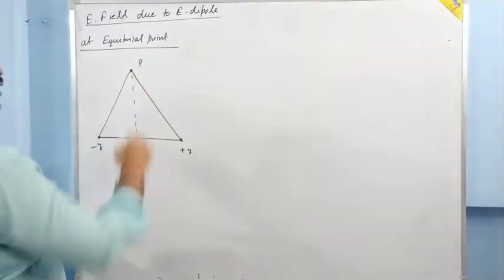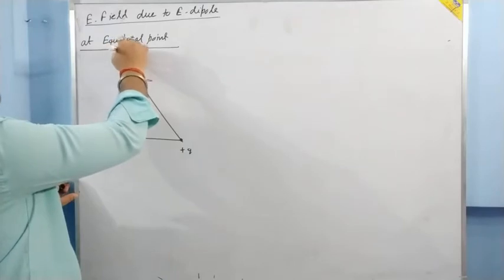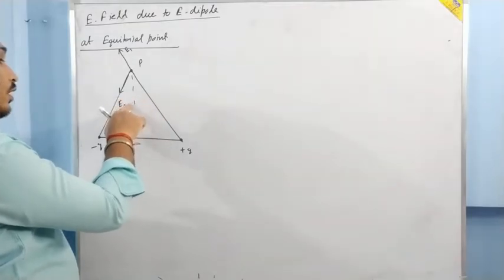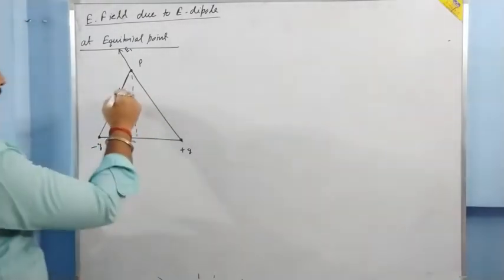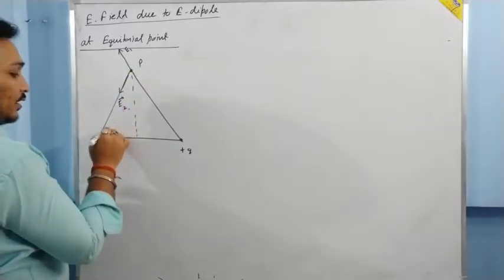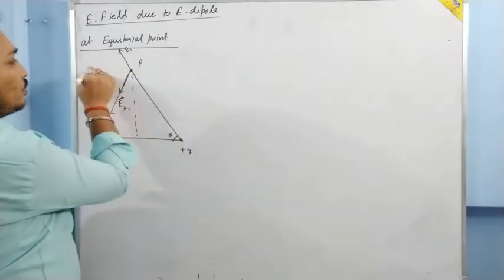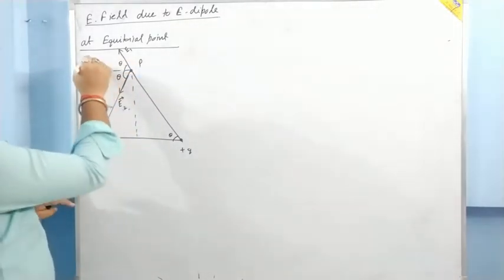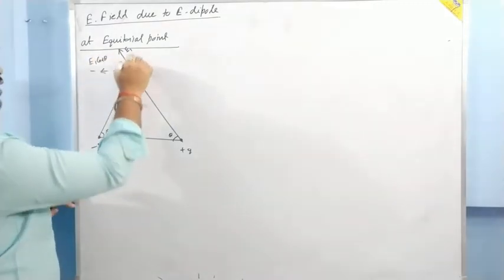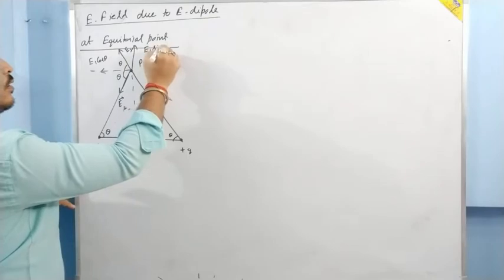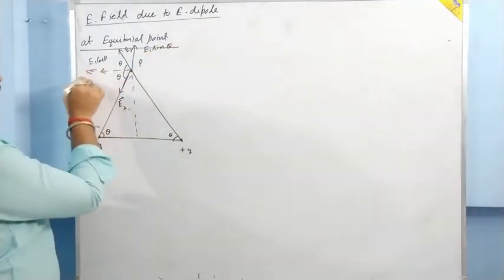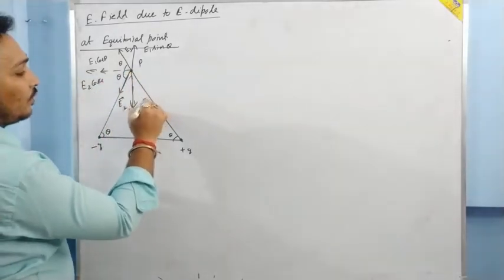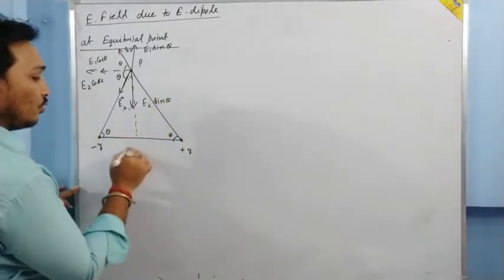Suppose this is a point P. Due to plus Q, the electric field will be in this direction, and due to minus Q, electric field will be in this direction. Now what happens? If this angle is theta, and this angle is also theta. So for E1 we have a component here which is E1 cos theta, and a component in this direction which is E1 sin theta. For E2 we have E2 cos theta in this direction, and E2 sin theta in this direction. This whole distance is 2L.